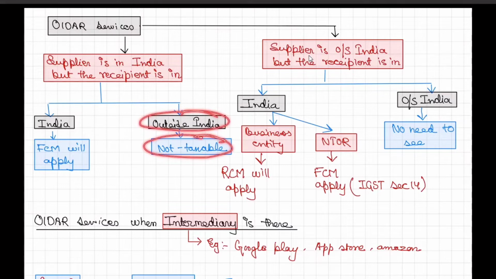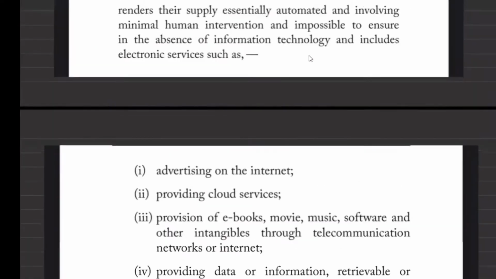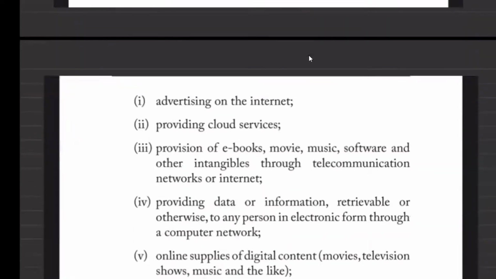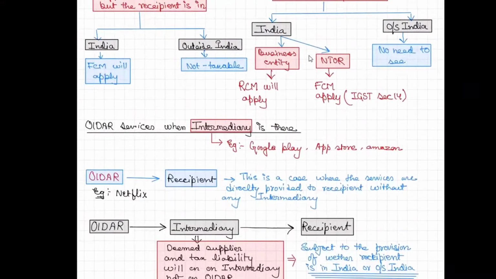And one more thing I can say, if it is in India as well, here what I mean to say is that this is NTOR, non-taxable online recipient. But suppose it is in India only and is registered, do I need to write that FCM will apply? Do I need to write that? Because at the beginning only I cleared that to any taxable person RCM will apply, correct, no matter where the OIDAR is, correct.